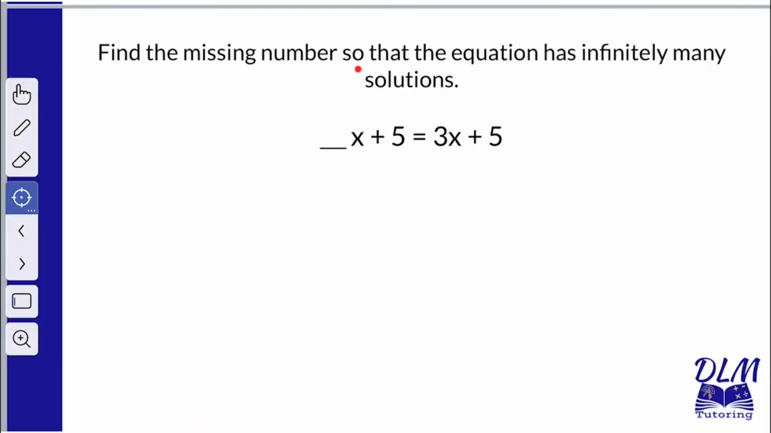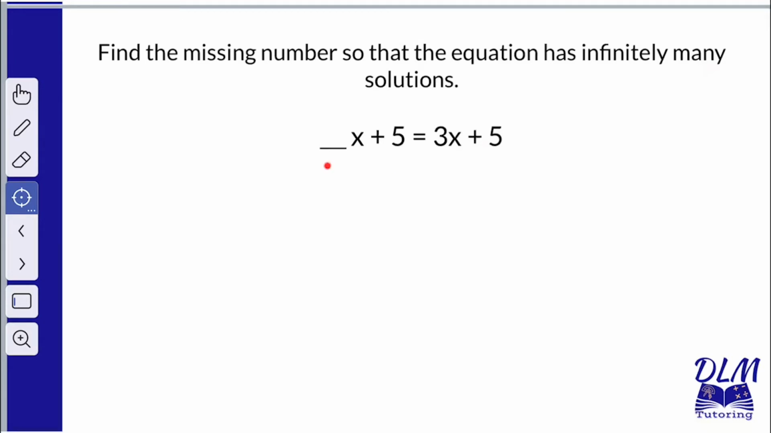Find the missing number so that the equation has infinitely many solutions. So when I'm looking at an equation like this, I have to consider what is going to make this an equation that has infinitely many solutions. Well, in order to do that, I have to keep some things in mind. I want basically a balanced equation, or in other words, I want it to be equal for both my variable and for my constant terms.